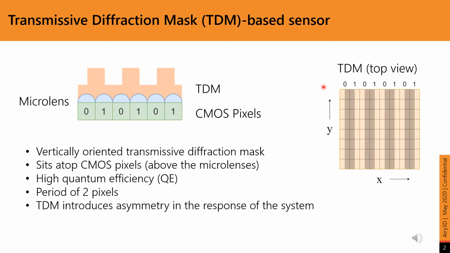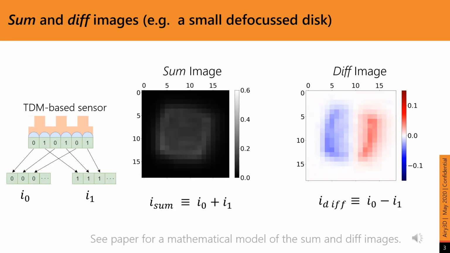For our work, we use a TDM with vertically oriented gratings that have a period of 2 pixels. The vertical gratings introduce an asymmetry in the response of a system along the x-axis. The TDM produces two characteristic responses, the sum response and the diff response. Each TDM pixel pair produces one sum and one diff response. The sum response is obtained by adding the responses of the two pixels under a single period of the TDM, while the diff response is their difference.